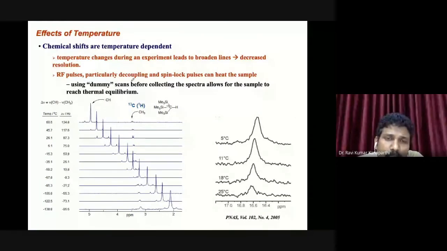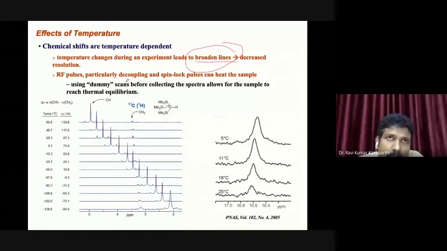If your temperature is increasing, there are many times that we ourselves will vary the temperature of a sample because we want to see some kind of chemical changes. That is one thing.